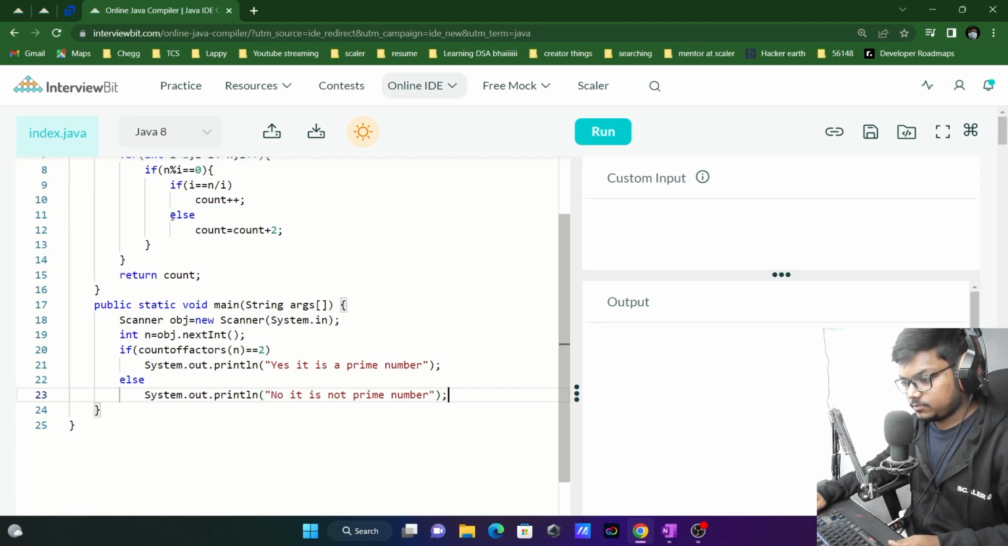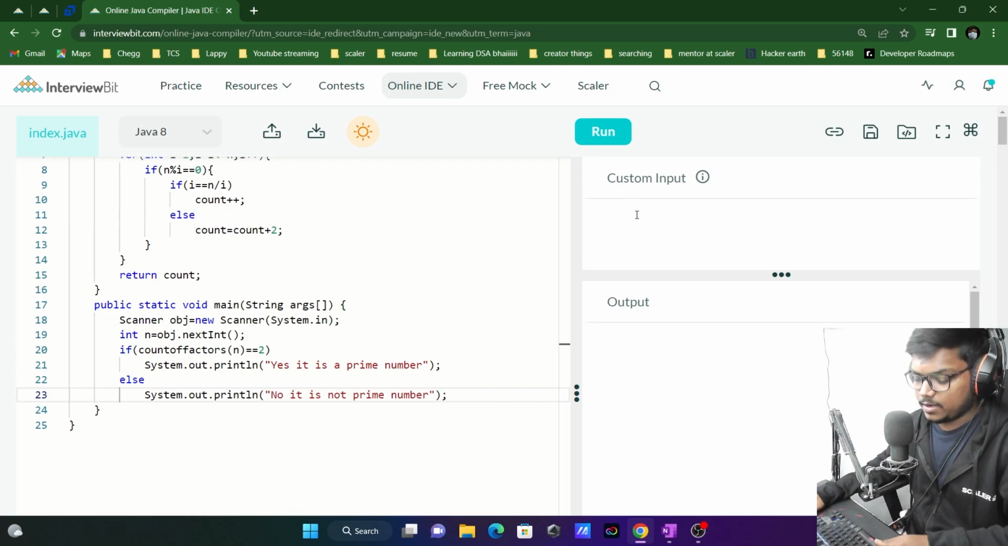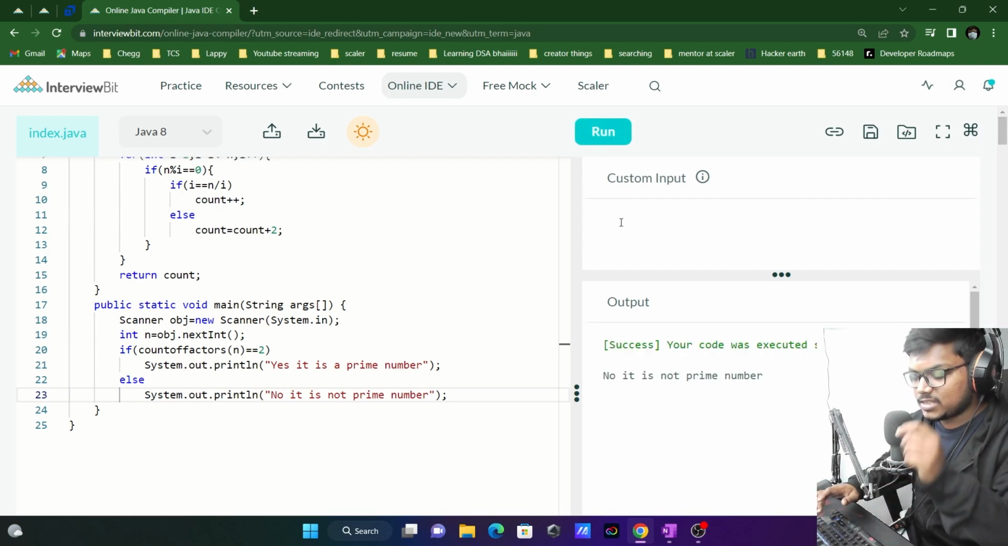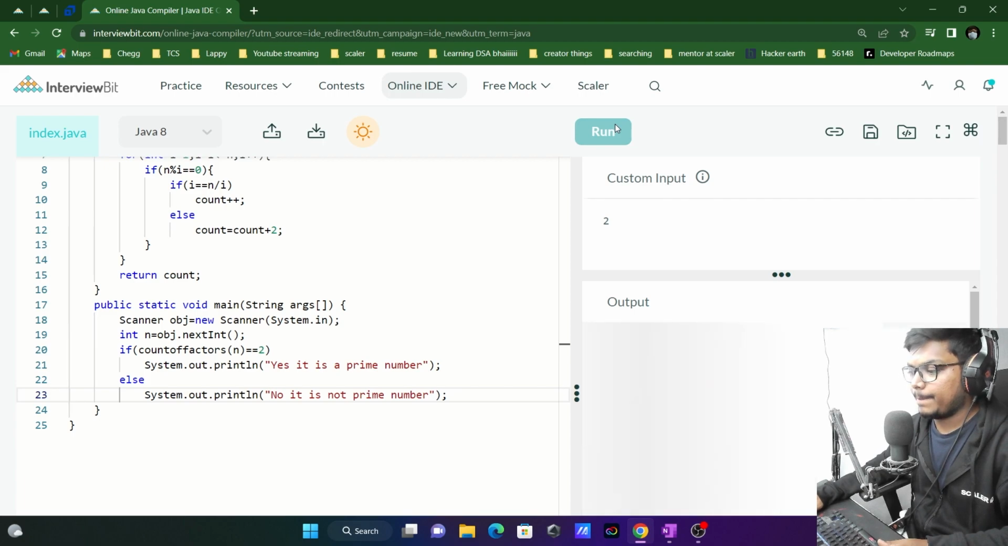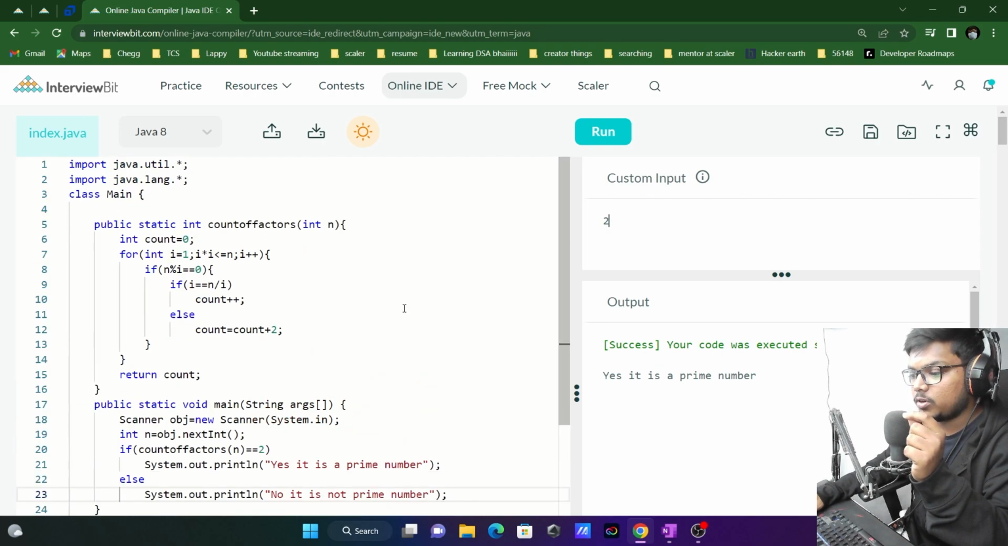Got it? So let's check for some values. Let's take 1. Is 1 a prime number? No, it is not a prime number. The smallest prime number is 2. Is 2 a prime number? Yes, it is a prime number, because it has only 2 factors, right?